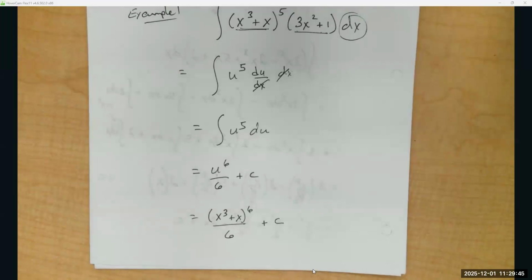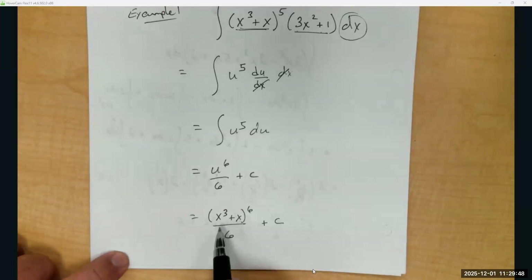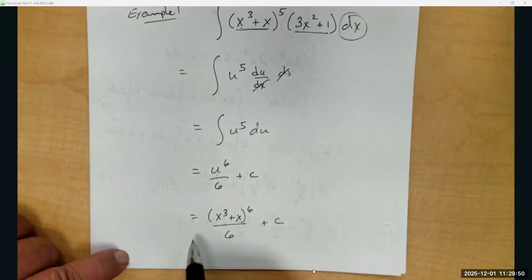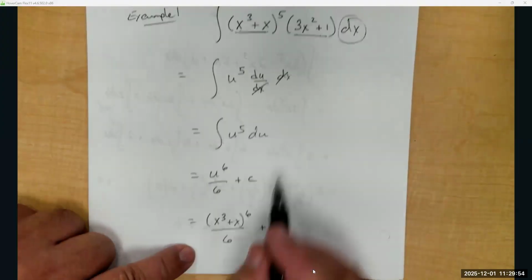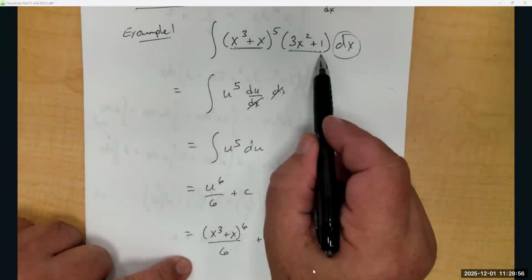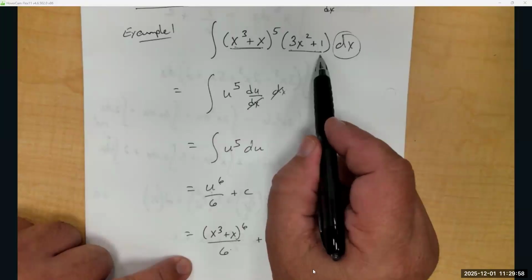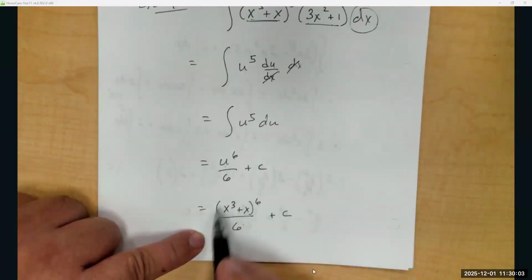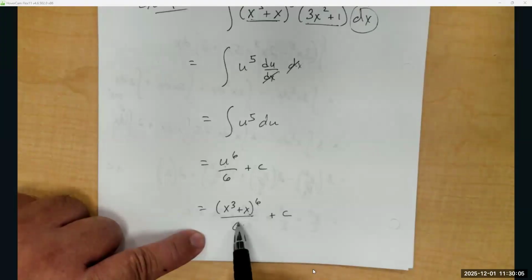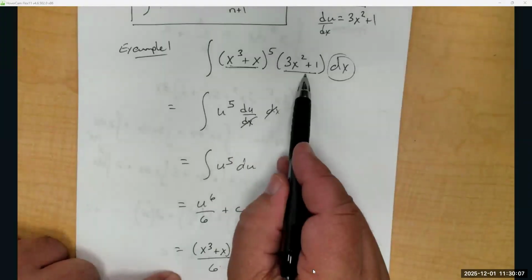How do you test it? Well, this is our answer. If it's truly our answer, if we take a derivative of this, we should end up with this. Do we? If this is our function and we take a derivative of it, do we end up with this?